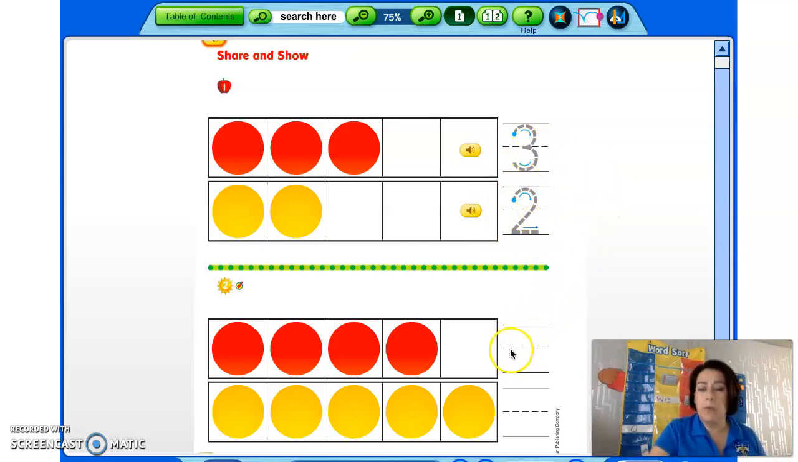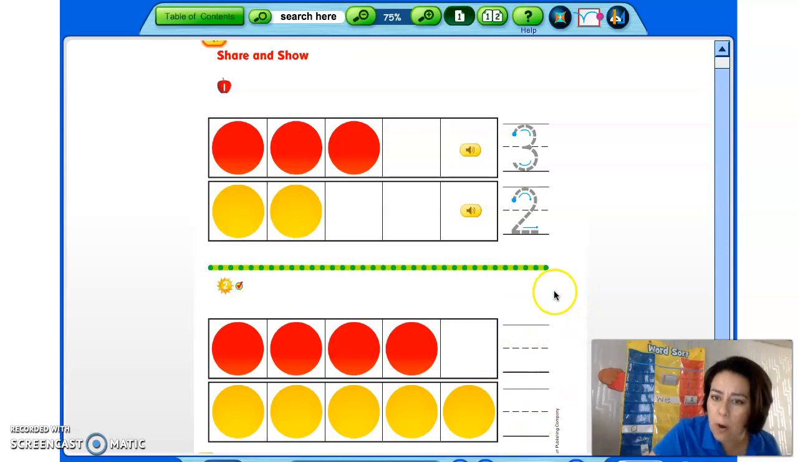On number 2, you have to do the same thing, okay? How many red counters do you see right here? 4. Trace number 4. How many yellow counters? 5. Which number is less than? Number 4 or number 5? You're right, number 4. Circle number 4.